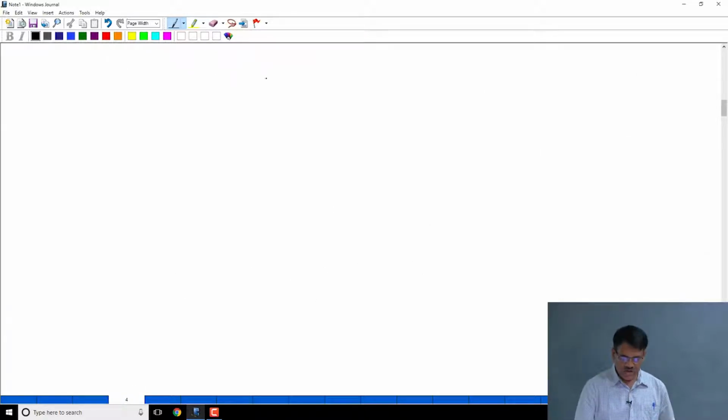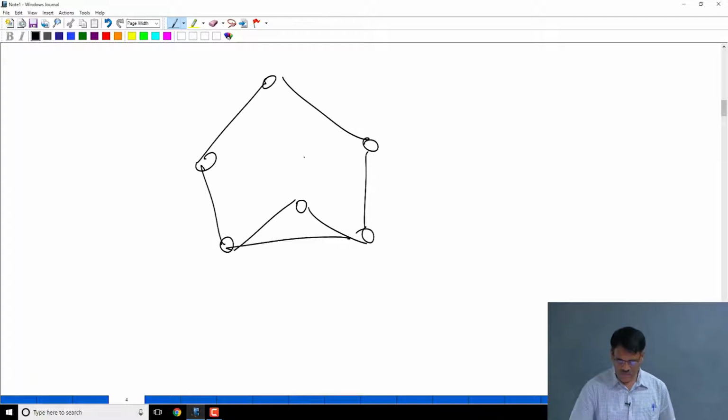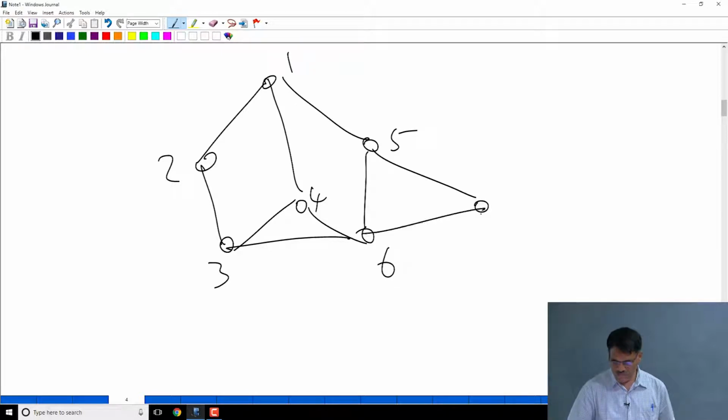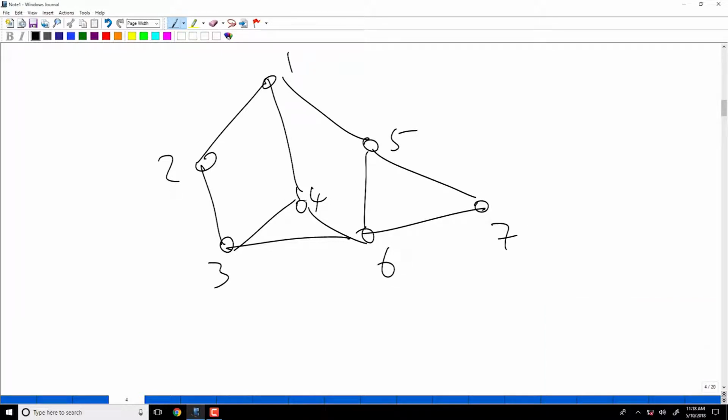So let us look at an example. You have seen this. Give me the smallest vertex cover for this graph. Somebody said 1375. Okay.